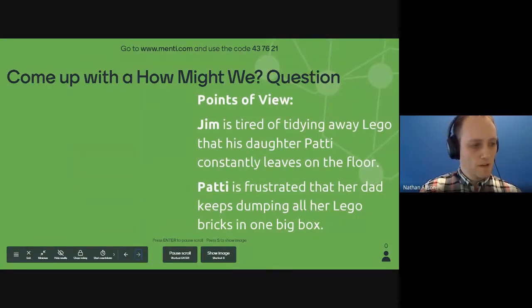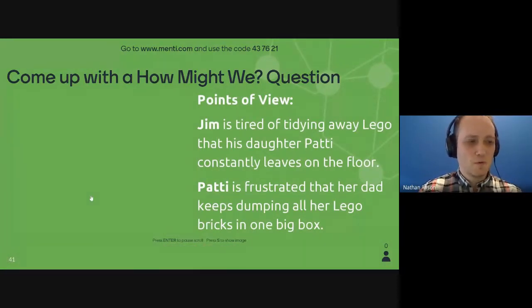A how might we question should be broad enough to include a range of solutions so that the brainstorming can cover a lot of different possibilities, but not so broad that it's too vague and there are no helpful boundaries. The example given in the document is: how might we redesign ice cream to be more portable? So maybe we're running an ice cream shop and we want to make it easier to carry your ice cream around.